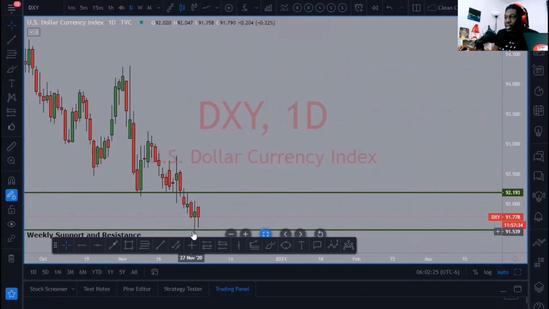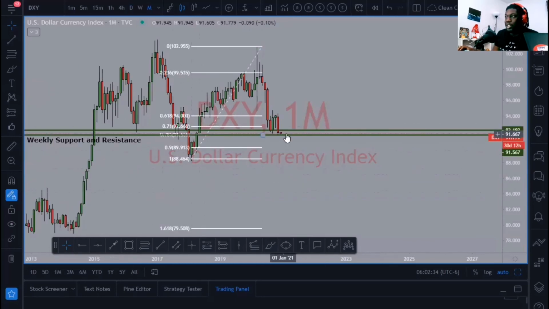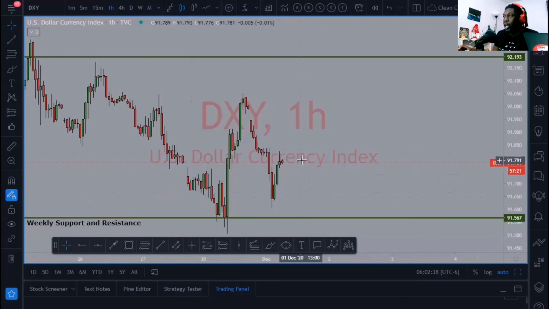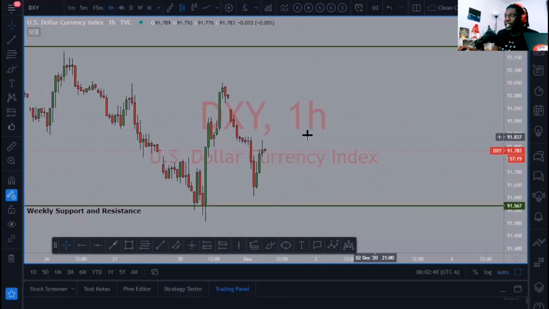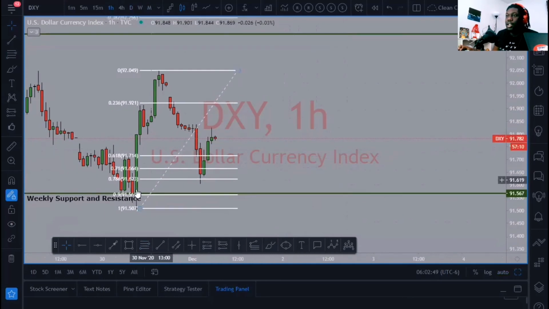Yesterday we had this bullish impulsive move on the daily time frame, and this is how the candle closed out on the monthly at this weekly support and resistance that I talked about on Sunday. So I was really happy to see that. So let's go on to the 1 hour. I did want to wait for this retracement to happen, which it already did, and so I'm very happy about that, and it actually stopped where I needed it to stop at.